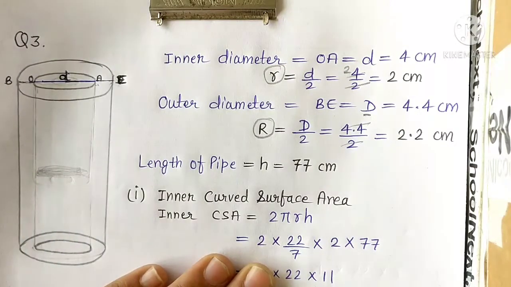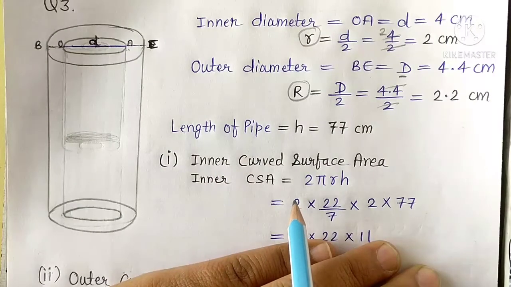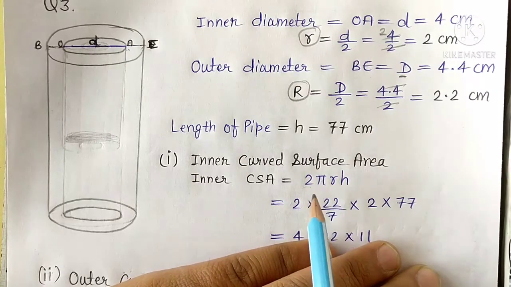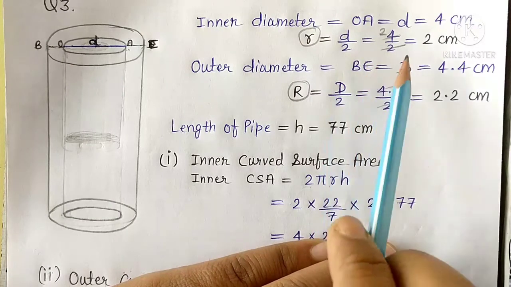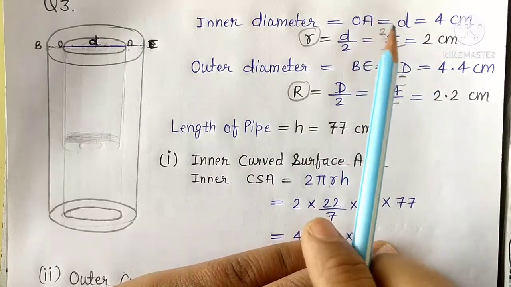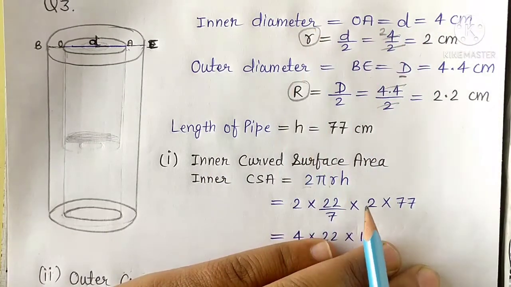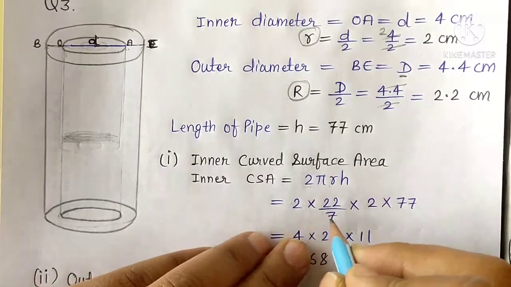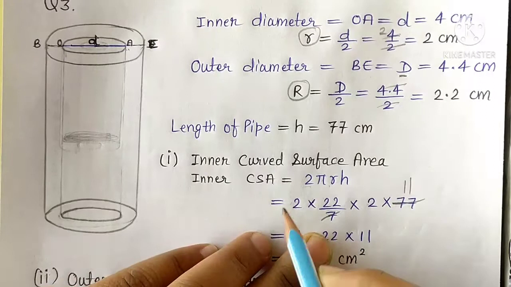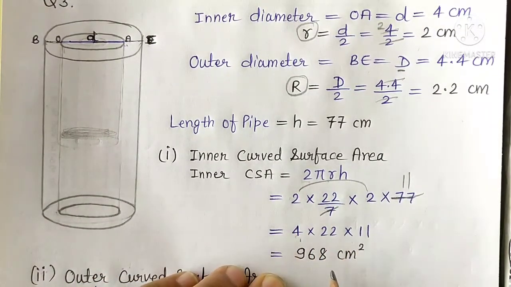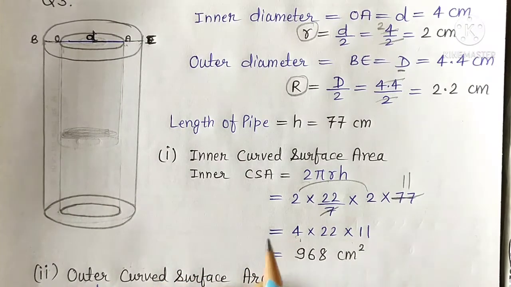So by putting the values of 2, pi as 22/7, r which we just found as 2 centimeter, because we are finding the curved surface area of the inner cylinder, so we will take the inner radius only, small r, 2, then h is already given, 77. Let's solve this one. 7 elevens are 77. 2 into 2 is 4. So 4 into 22 into 11 will come 968 centimeter square. So we have solved our first part, where we had to find the inner CSA.